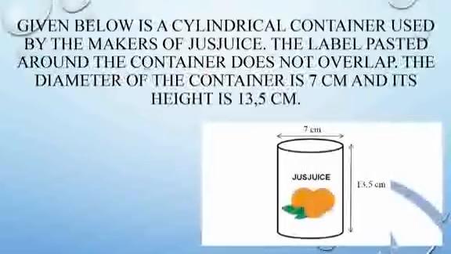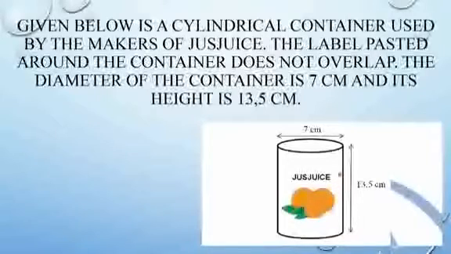Now the next scenario is given as a cylindrical container used by makers of Just Juice. The label pasted around the container does not overlap. The diameter of the container is 7 centimeters and its height is 13.5 centimeters. The diameter is indicated there, 7 centimeters, and the height there is 13.5 centimeters. So what do they mean when they say the label does not overlap?